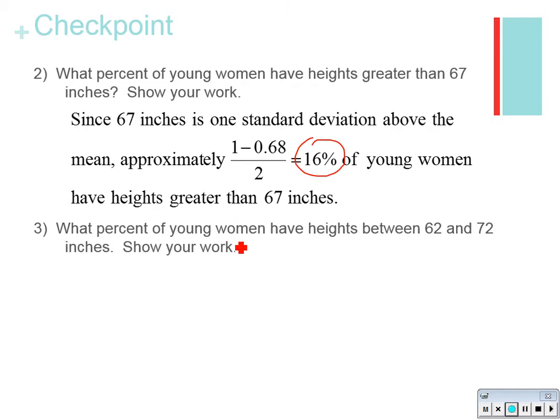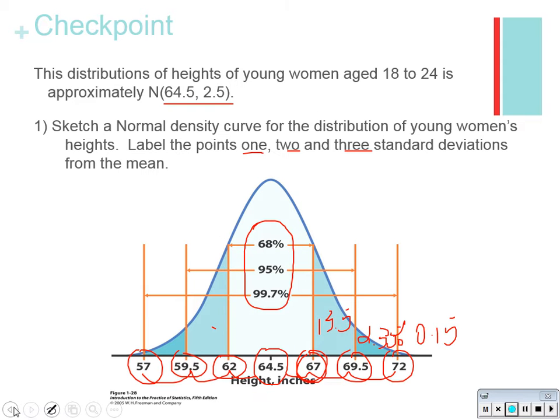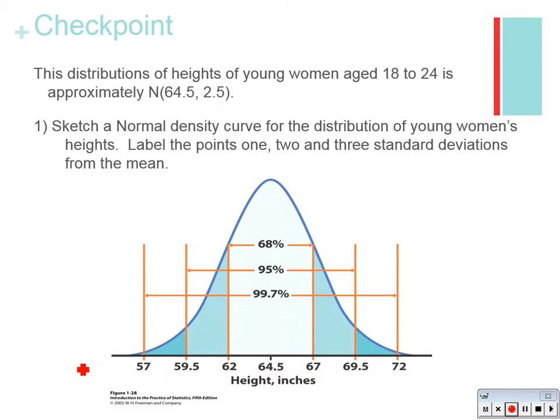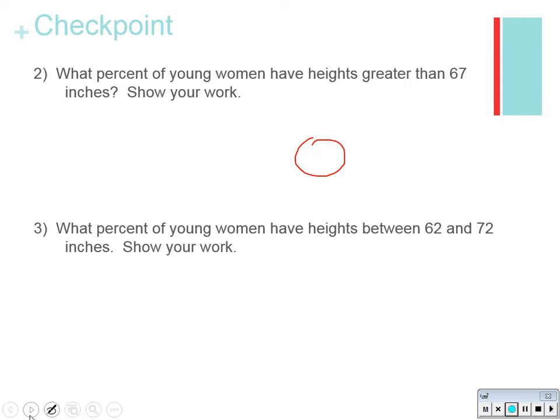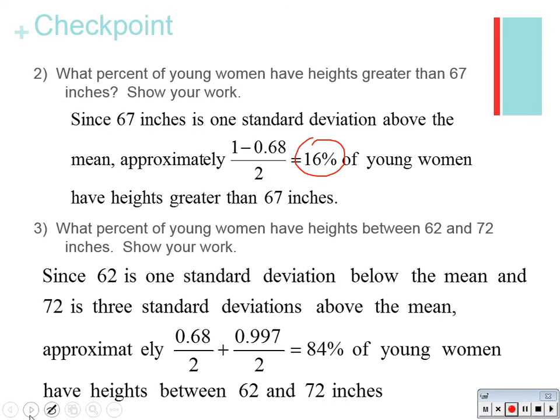Question number 3 says, what percent of young women have heights between 62 and 72 inches? So if we come back to this, let me erase this stuff here. We're basically talking about what percentage of the data falls from here to here. So you take your percentages: this would be 68% in the middle, you've got your 13.5 here, you have your 2.35 here, and if you add all those together, you get approximately 84%. So in this particular distribution, approximately 84% of young women have heights somewhere between 62 and 72 inches.